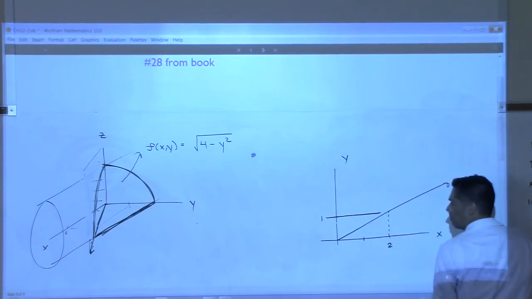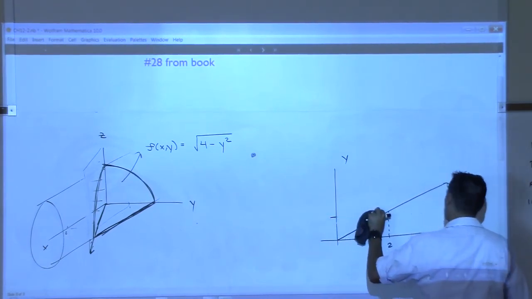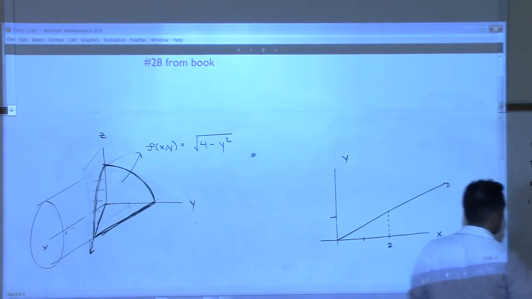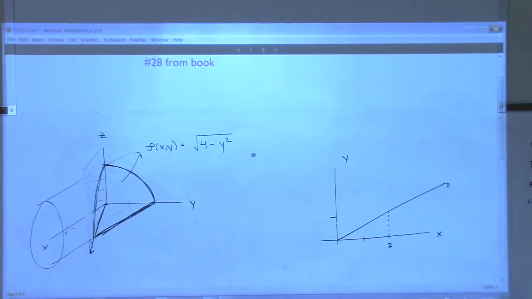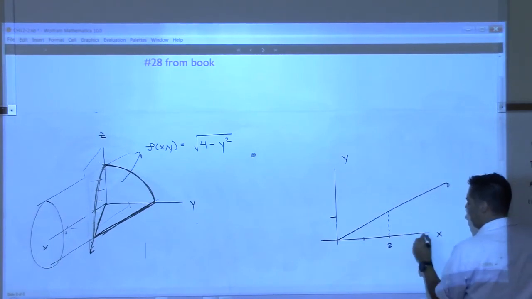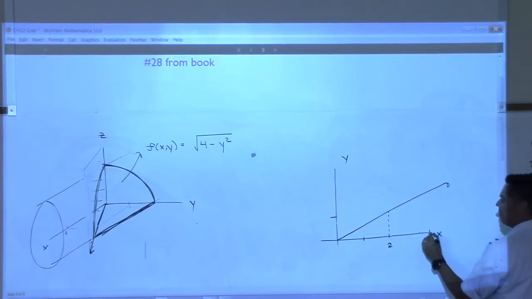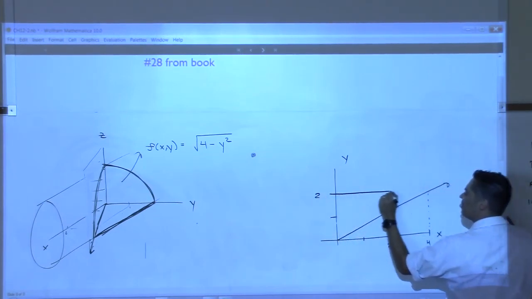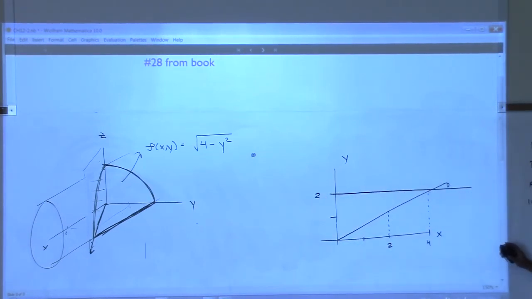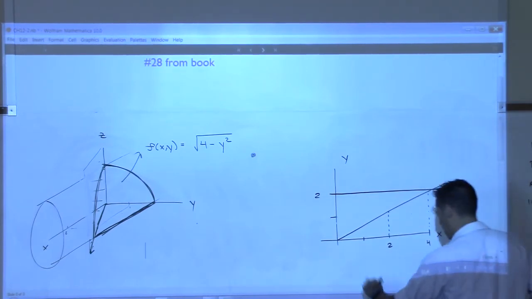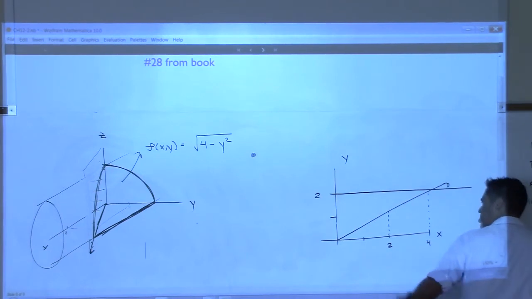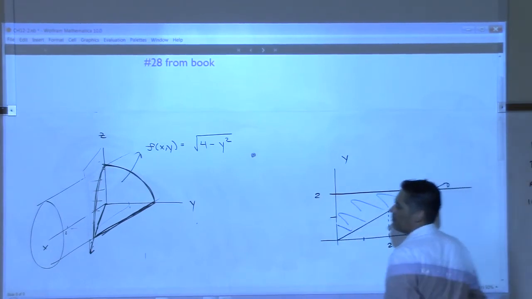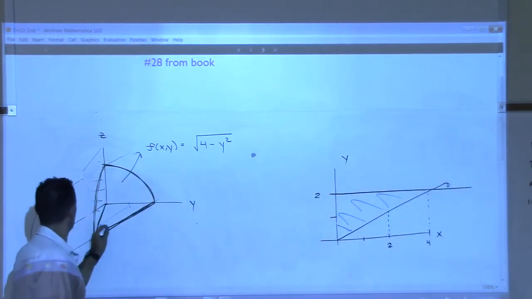Was that 2? That was y is a half x, right? Yes. So that is the right thing. So actually it's going to be out here at 4, right? 4 to 2. This is where my cylinder comes through, right? Yeah. You'll see that? Yes. So that's this right here, is this piece right here.